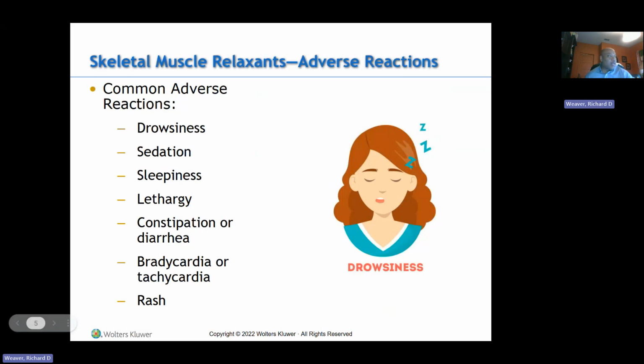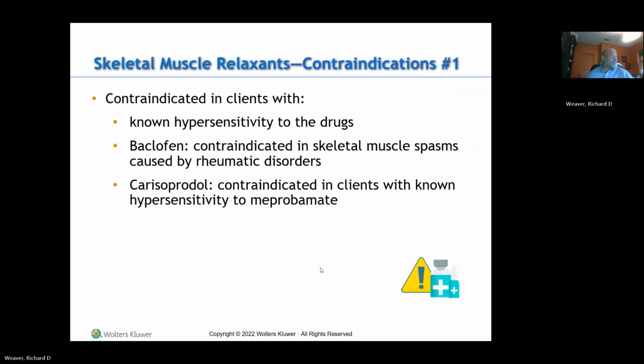So, given what we know looking at these adverse reactions, we know that we have to caution patients about driving and working around dangerous machinery and climbing ladders and those types of things. It is contraindicated.